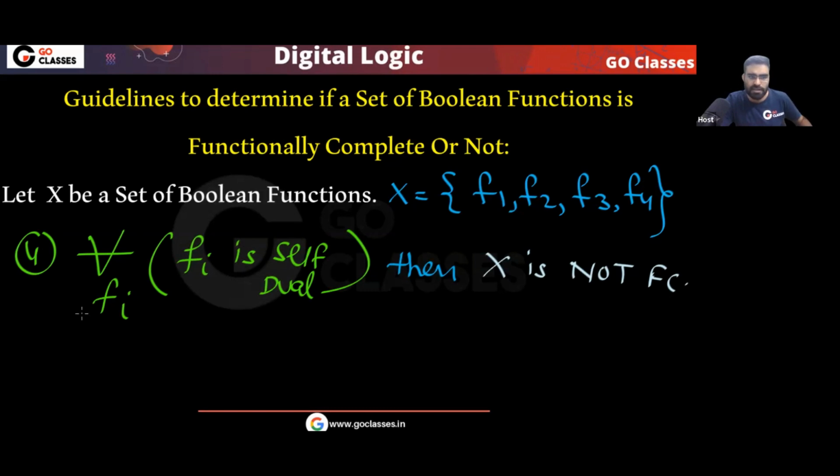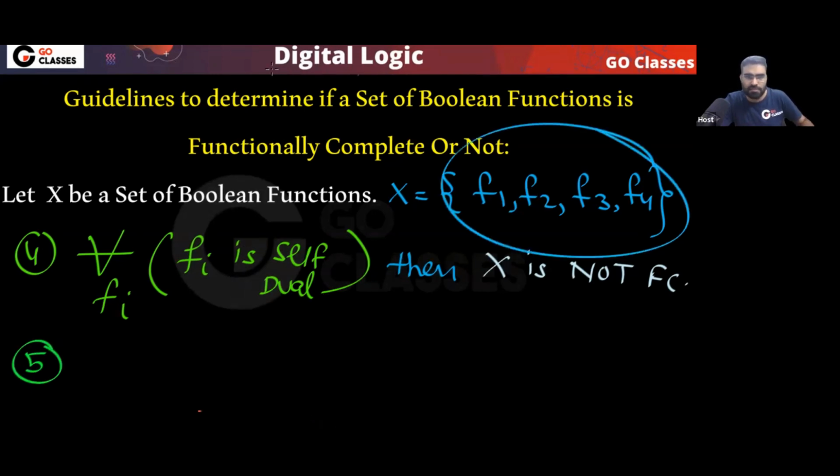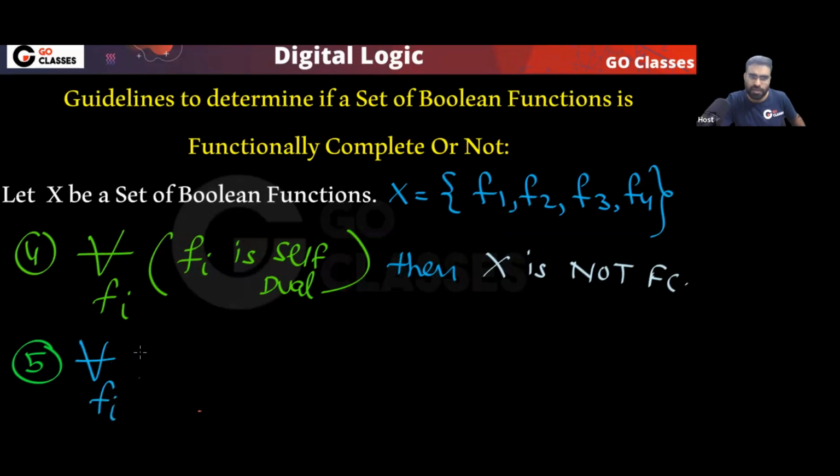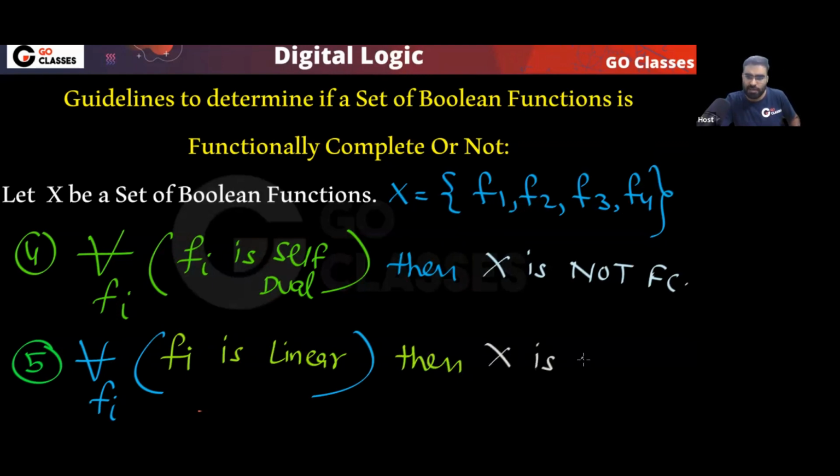What is the next guideline? Tell me. The next one is: if every function is linear, then I can say X is not functionally complete. Okay, for all fi, if every function is linear, then what can I say? Then I can say that X is not functionally complete. Yes or no? Is this clear? So far, these are the guidelines that we have seen.